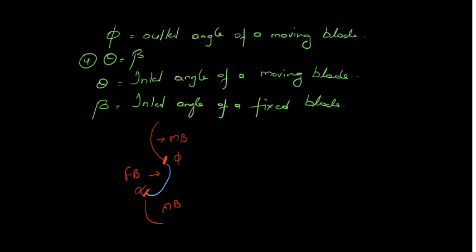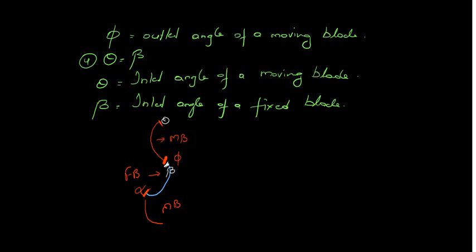It is the inlet angle. This is theta, and here theta, and this is the inlet angle of a moving blade. And where you want to represent this beta, it represents the inlet angle of a fixed blade. Where is the inlet angle here? Inlet angle of a fixed blade. Here is the inlet angle, and this is represented as beta.